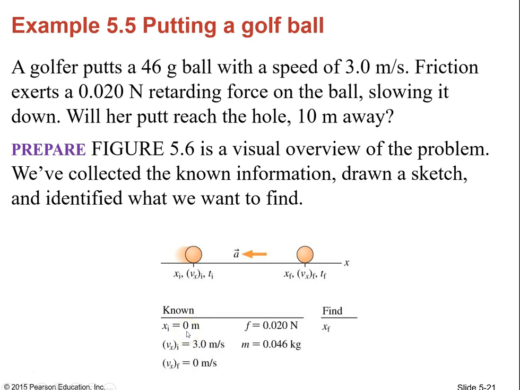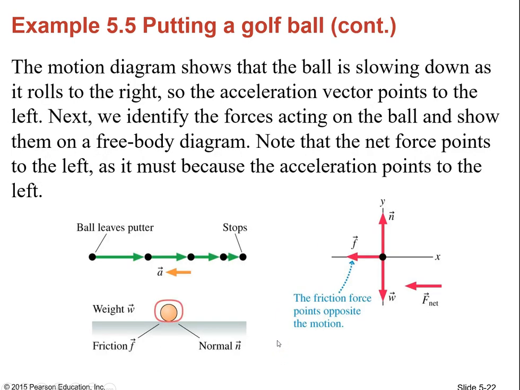So it starts at a 0 position with an initial speed of 3 meters per second. It's going to go to 0. That's the final speed. We know the force applied to slow it down, to apply that acceleration, and we know the mass. So look at what's going on here. We have a negative acceleration because it's slowing down. It's a constant negative acceleration because the force applied is constant.